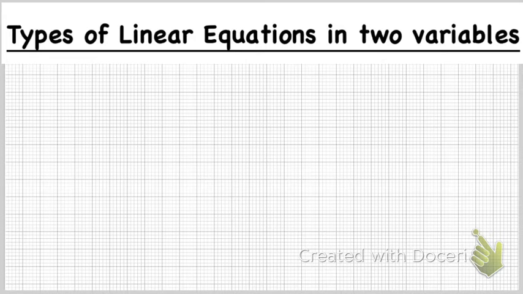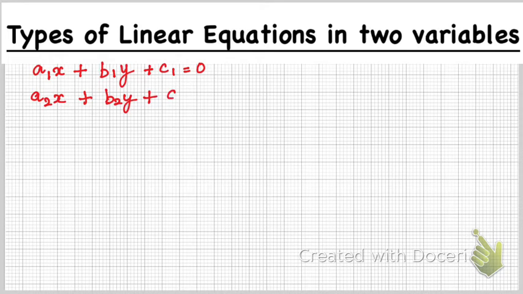Hey guys, in this video lecture of your class 10 mathematics, we will be discussing the types of linear equations in two variables. Assuming that you have been given a pair of linear equations, I will consider the general form, that is a1x plus b1y plus c1 is equal to 0. The second equation that you have been given is a2x plus b2y plus c2 is equal to 0.